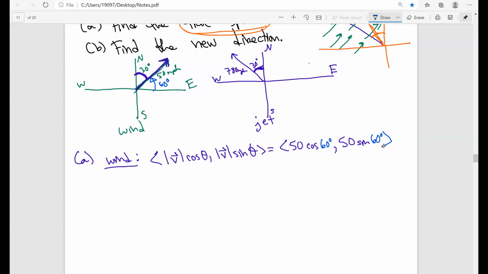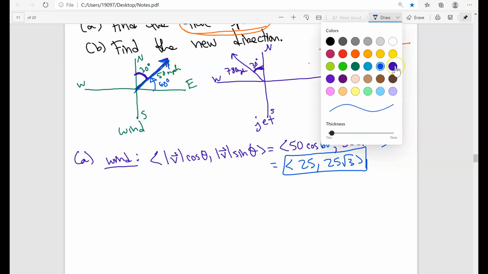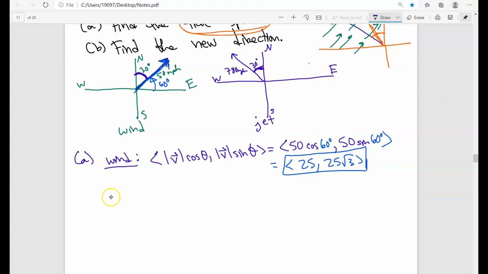All right, now let's put this in my calculator. This one gives me 25, and this one gives me 25 square root of 3. So this is the vector for the wind, and you can see that it is correct because it's going in the first quadrant. This vector seems a lot like that vector. Now what we want to do is find the vector for the jet.